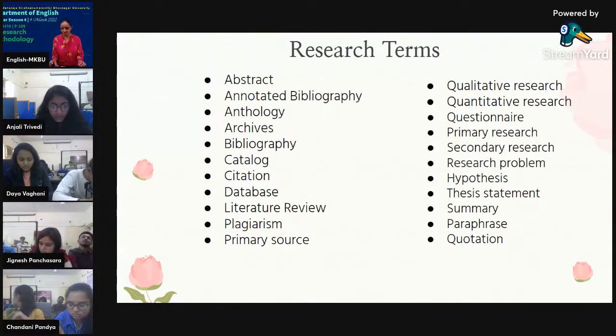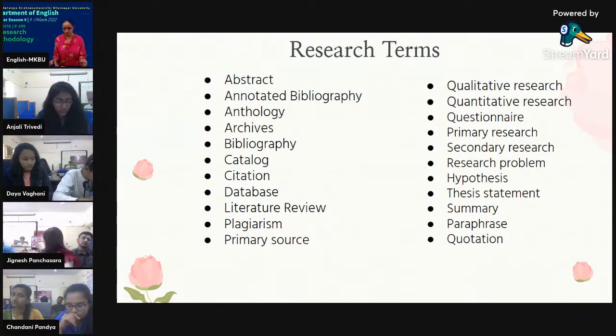Then what are archives? It is the collection of documents and artifacts, usually unpublished, that constitutes the organized historical record of an organization or of an individual's life. Then bibliography, we all know, it is the list of sources usually appearing at the end of a research paper, article, or a book or a chapter in a book.